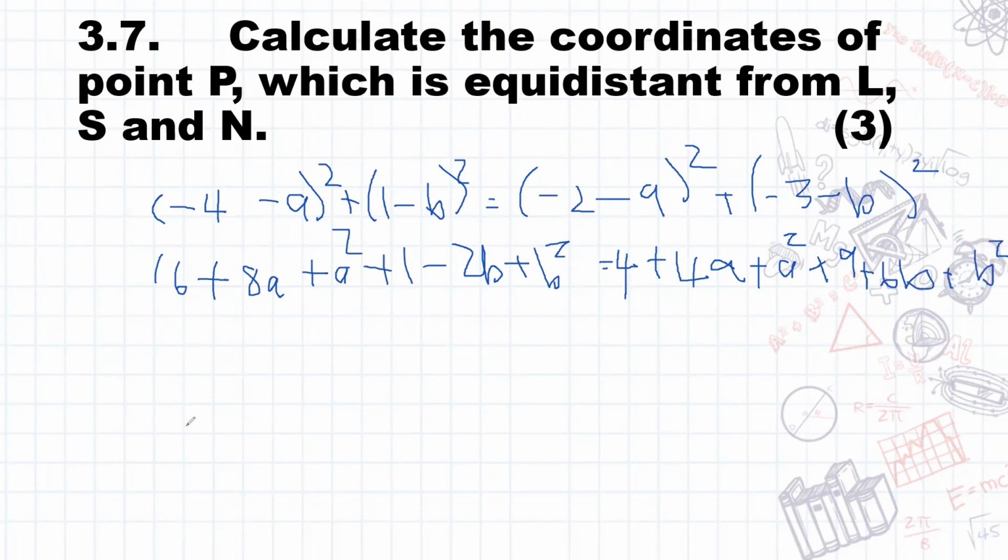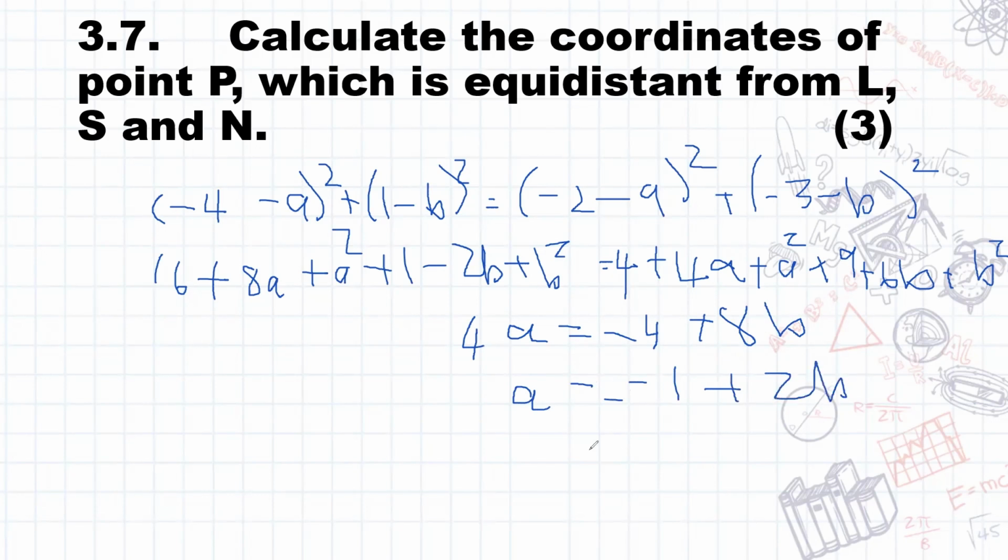Okay, and again, you cancel out the a's, and you're simply going to be left with this 4a. I'm skipping a couple of steps here just to make the video shorter, but you should try and work through all of it and make sure that your answer is correct. Is negative 4 plus 8b. And if we simplify here, we get a is equal to negative 1 plus 2b. And so this is equation 2.